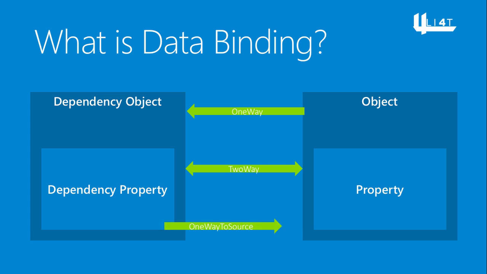And you can do a data binding that's one way to source, which means that only when the dependency property changes, the property is going to change. But if the property changes, the dependency property won't change.